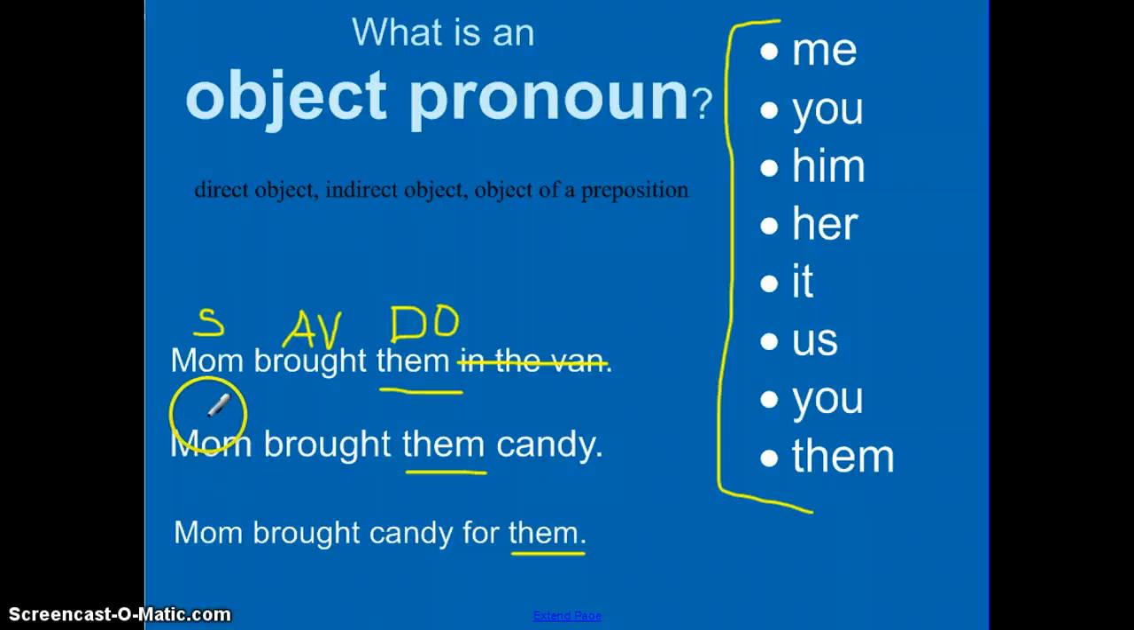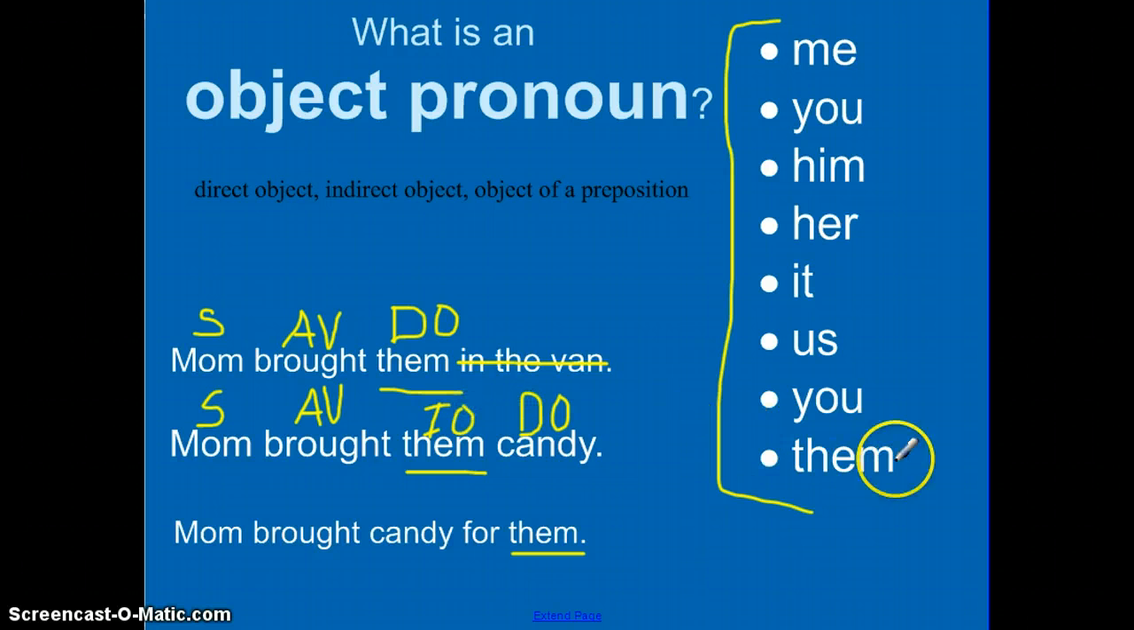The next sentence doesn't have a prepositional phrase. So the subject is mom. Mom brought. We would ask ourselves first to find our direct object, what did mom bring? Mom brought candy. If there's a direct object and there's still another word after the action verb, we ask ourselves, mom brought candy to whom or for whom? And if we can answer that, then we have an indirect object.